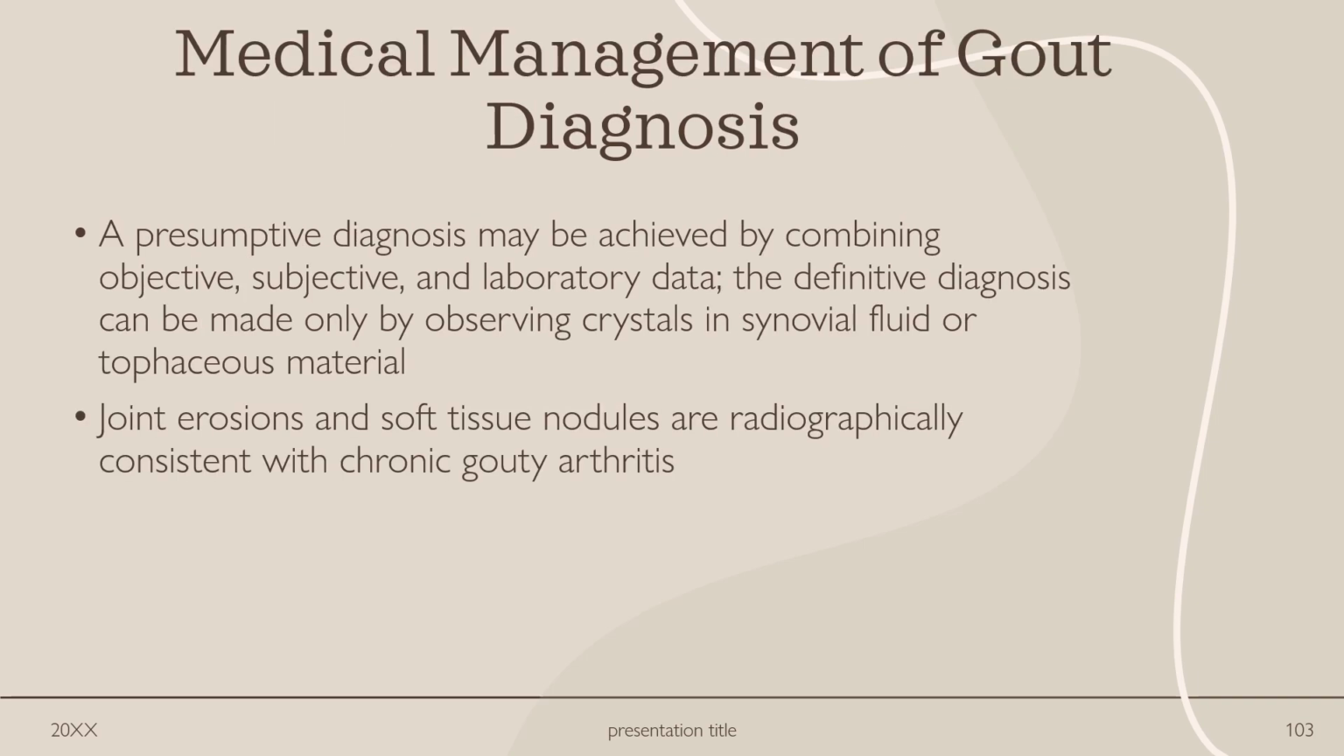So the medical diagnosis of gout, how is this diagnosed? A presumptive diagnosis may be achieved by combining objective, subjective, and laboratory data. The definitive diagnosis can be made only by observing crystals in synovial fluid or tophaceous material. Joint erosions and soft tissue nodules are radiographically consistent with chronic gouty arthritis.